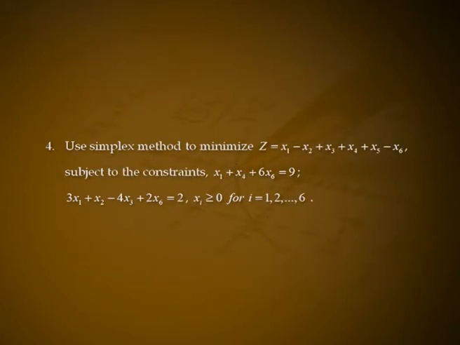Use the simplex method to minimize z equal to x1 minus x2 plus x3 plus x4 plus x5 minus x6 subject to the constraints x1 plus x4 plus 6x6 equal to 9, 3x1 plus x2 minus 4x3 plus 2x6 equal to 2, xi greater than or equal to 0 for i equal to 1, 2, etc. up to 6.